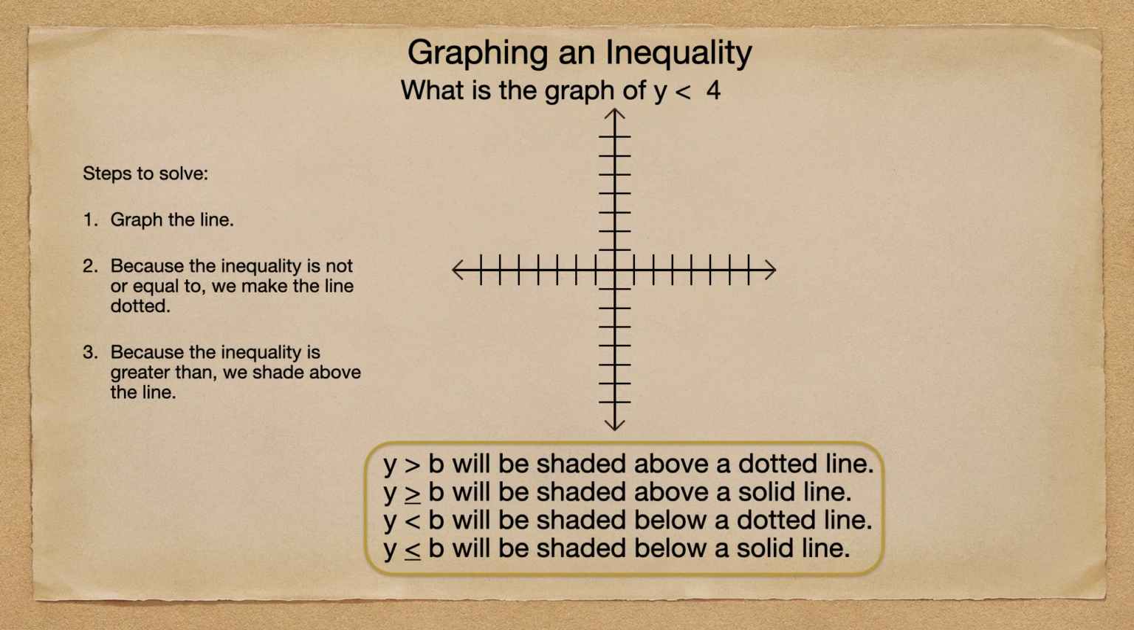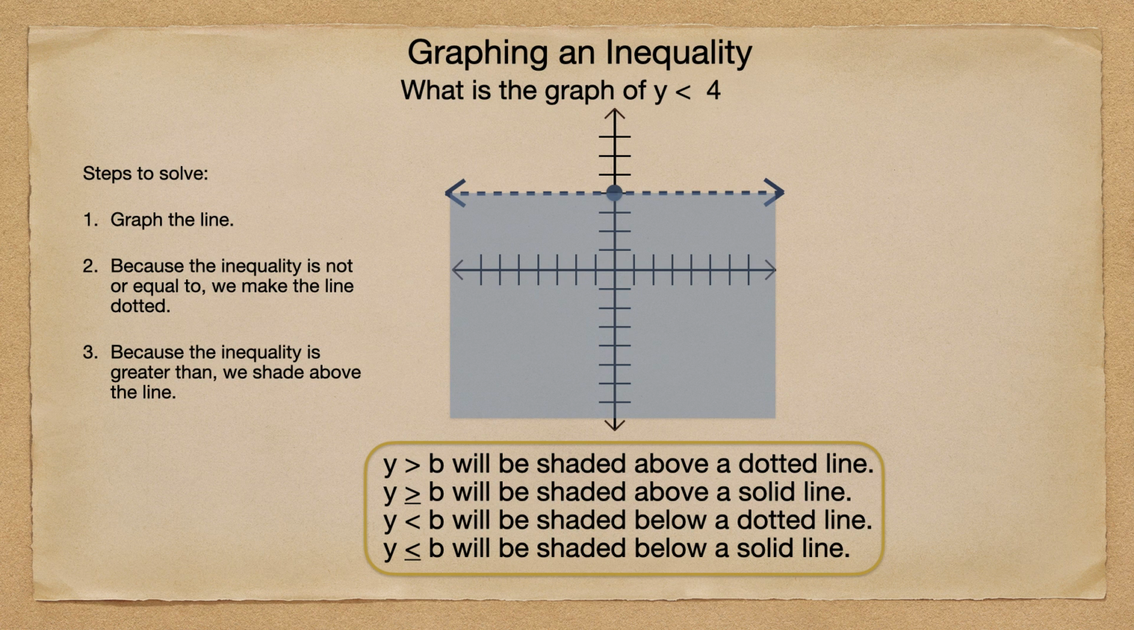Let's go ahead and take a look at another. What is the graph of y is less than 4? Here again, we're going to graph the inequality of the y-intercept 4, and the y-intercept is always going to be 4. My slope is 0, so I'm going to have a flat line. Because it is a less than symbol and not "or equal to," we're going to have dotted. And because it's less than, we're going to be shading below.